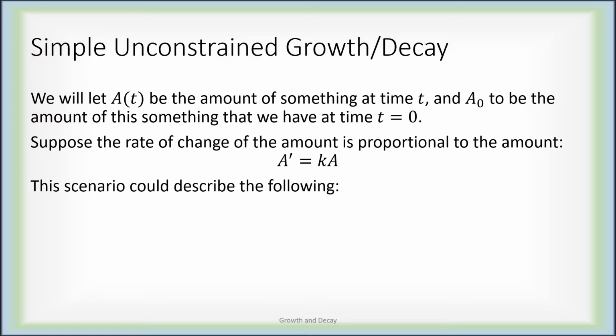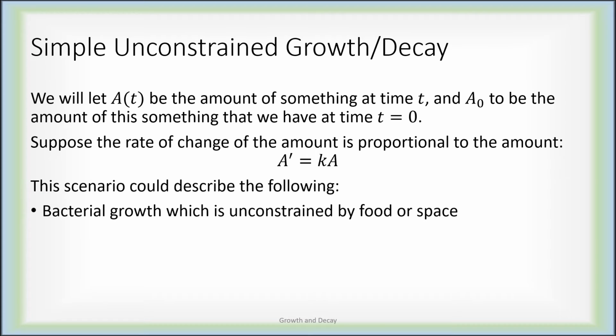This scenario can describe several different types of things. Bacterial growth that is unconstrained by food or space: 10 bacteria multiply a certain amount, 20 bacteria multiply twice as much, 100 bacteria multiply 10 times as much. The rate at which they are growing is proportional to how many there are. This is assuming that food never runs out and space is never an issue.